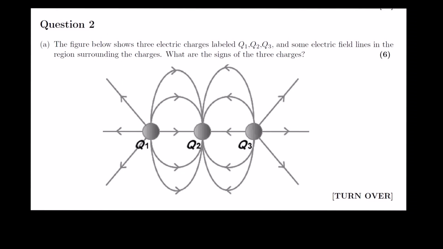This is the actual question paper we are looking at. We are looking at electric field. As you can see by the look of this diagram, the question allocation is 6 marks. Now question 2a says that the figure below shows 3 electric field charges labeled Q1, Q2 and Q3 and some electric field lines in the region surrounding the charges. What are the signs of the 3 charges?